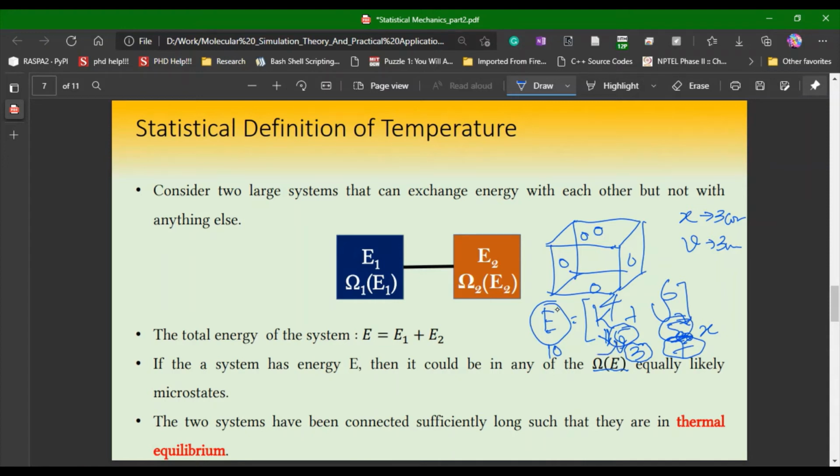So this whole configuration of these possibilities of velocities and coordinates, they all contribute to this microstate omega E, right? So now what we do is we connect these two systems and leave them sufficiently long so that they attain thermal equilibrium, like we discussed earlier, right?